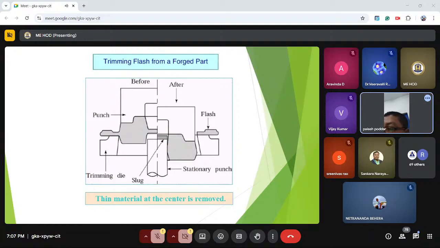And this is the flash that will be removed outside. This is called the flash. After trimming, this flash will be removed. So this is before a stroke, and this is after a stroke. There lies the difference.